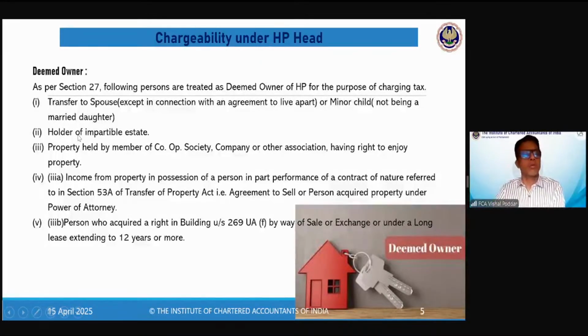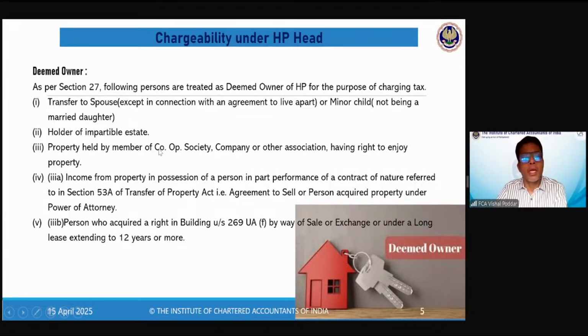The second case where you are deemed to be owner is where you are staying in some inherited property of which partition has not happened. Maybe the property still stands in the name of your ancestors because no partition is done, but today you have the complete control. You are occupying the property for a long time. That is what is termed as holder of impartible estate. Impartible means where partition is not done. Holder means where you are occupying that particular property for a substantial period of time where nobody else is claiming on that property. In such a case, you are said to be holder of impartible estate.